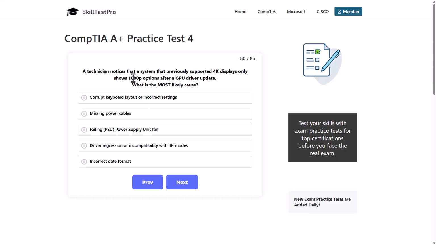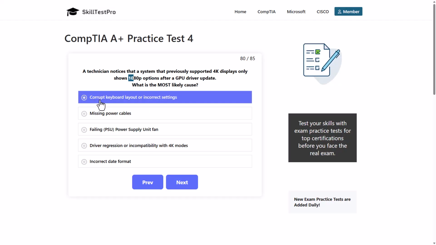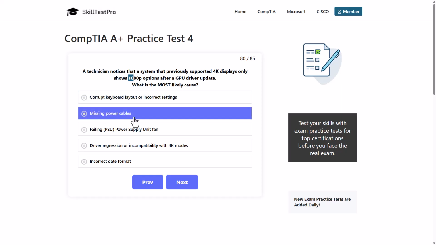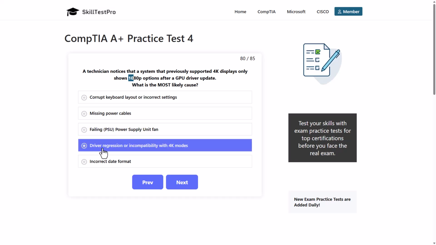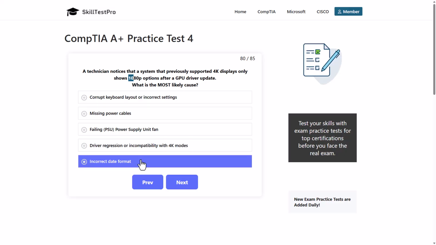A technician notices that systems that previously supported 4K displays only show 1080p options after a GPU driver update. What is the most likely cause? Corrupted keyboard layout or incorrect settings, missing power cables, failing PSU (power supply unit) fan, driver regression or incompatibility with 4K modes, or incorrect date format.